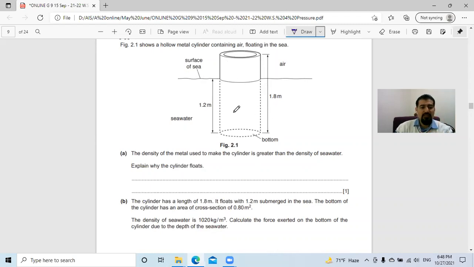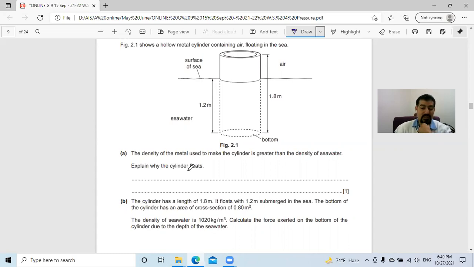Okay, so what they ask: the density of the metal used to make the cylinder is greater than the density of the seawater. Explain why the cylinder floats. Why does the cylinder float? Because it has air. Okay. Because it has air. What else can you say?